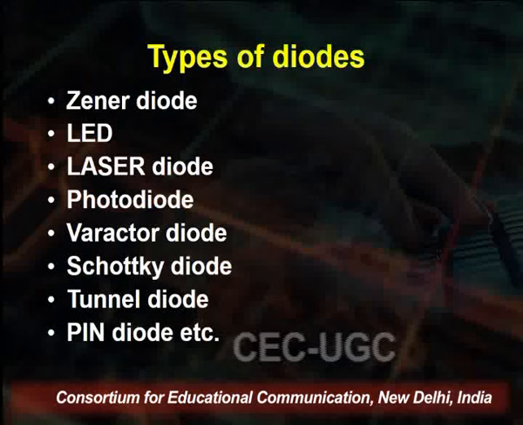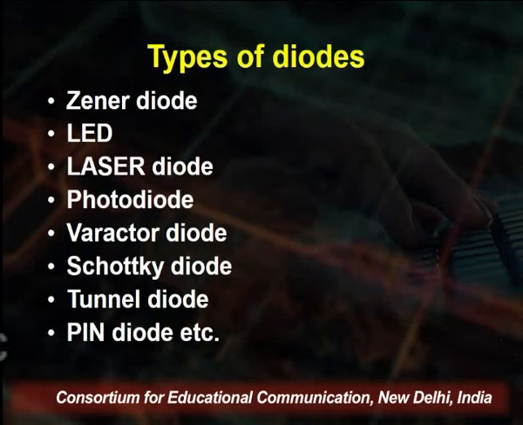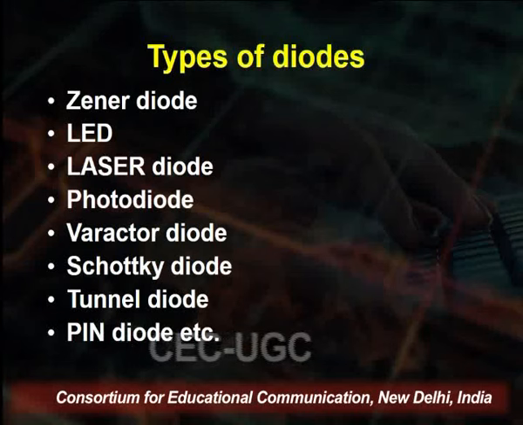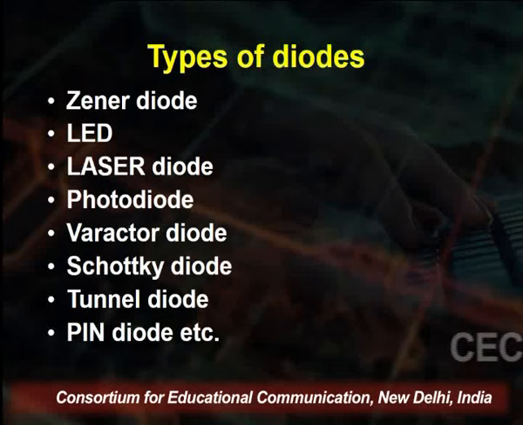Here we have many types of diode. First is the Zener diode, which is the most commonly used diode in electronic circuits. Second is the LED, the light emitting diode. Then the laser diode, which uses laser light, the photodiode, varactor diode, Schottky diode, tunnel diode, PIN diode, etc. They are different types of diodes, and we will discuss them one by one.